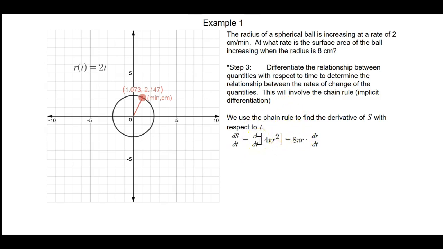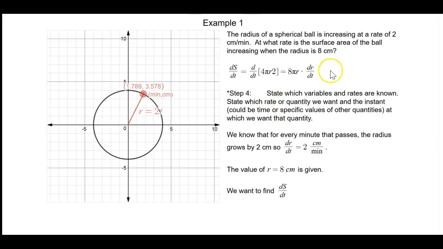I'm going to find the derivative of the surface area with respect to t, and using the chain rule, I'm going to differentiate this as 8 pi r, that's the derivative of the outside, times dr dt, that's the derivative of the inside. So what do we do with this? Well, we were given that the radius is changing at a rate of 2 centimeters per minute. So that's dr dt. I'm going to have to fill in dr dt and r in this equation in order to get my instantaneous rate of change of the surface area.